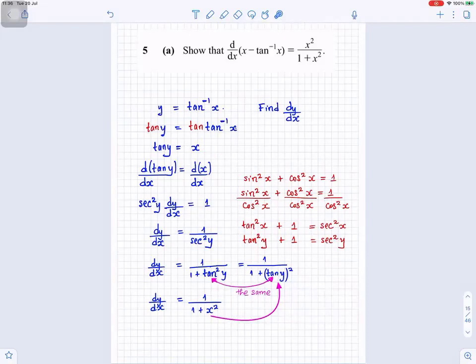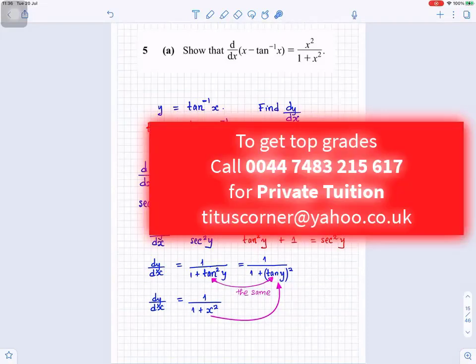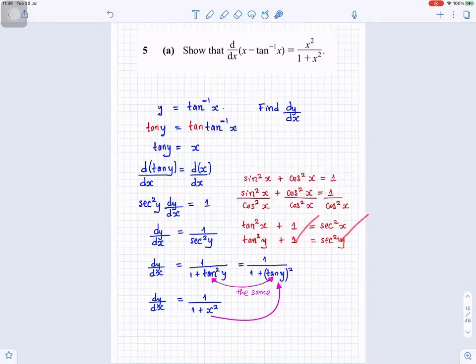Remember, we're using this here. Cos squared plus sin squared equals 1. If you divide all by cos squared, you get tan squared plus 1 equals sec squared. And you can use y instead. tan squared y plus 1 equals sec squared y. So tan squared y is the same as tan y all squared. They are the same.